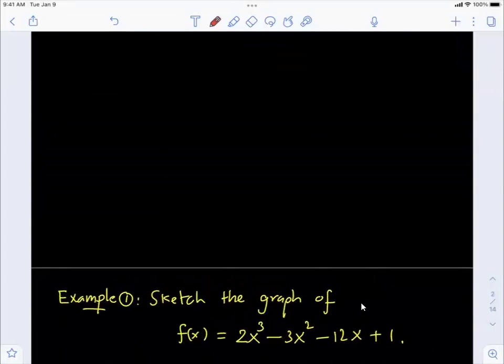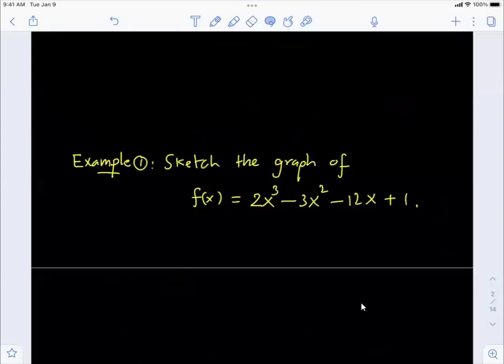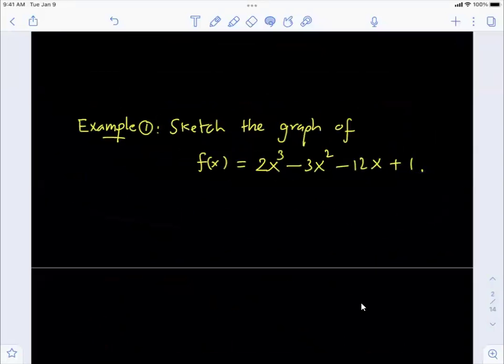All right. So I have some worked out write up already. And then I will supplement it as we proceed with this problem. Now, our problem is this. Sketch the graph of this function. Sketch the graph of f of x equals 2x cubed minus 3x squared minus 12x plus 11 plus 1.